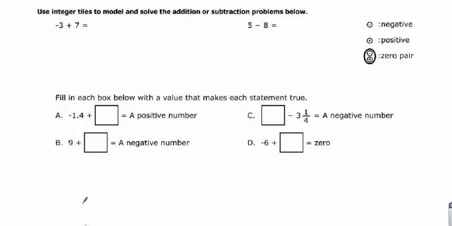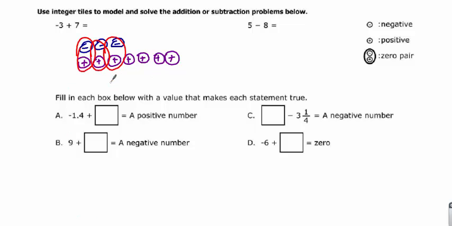First problem, -3 plus 7. So we have 3 negatives, 1, 2, 3 negatives. We have 7 positives, 1, 2, 3, 4, 5, 6, and 7 positives. That gives us 1, 2, 3 zero pairs. And since that gives us 3 zero pairs, we have 4 left over. We have these 4 left, and our answer is +4.